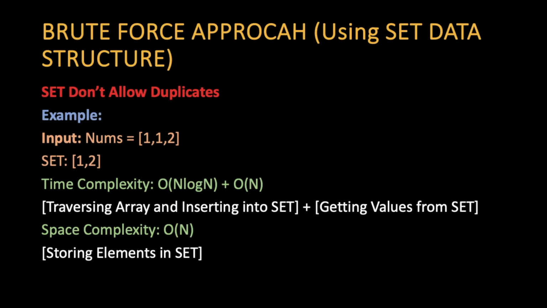So the brute force approach to this problem is we can use a set data structure. So what is the advantage of a set data structure? Basically, a set data structure doesn't allow duplicate elements to be inserted into it. Okay, so for example, if we got the input as a nums array, that is 1, 1, 2, and now we want to store the same data into the set, the set will not allow us to insert the duplicate value, that is 1. Okay, so we will be only inserting 1, 2, that are the unique elements.